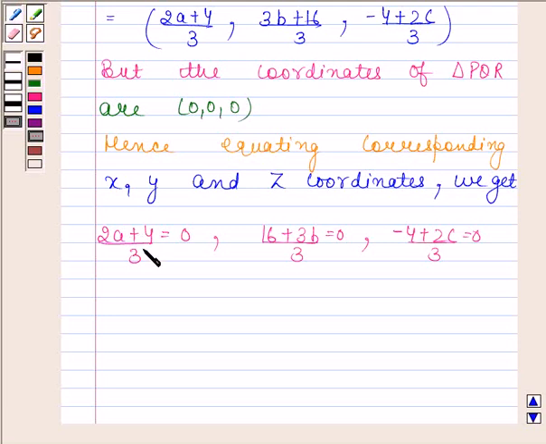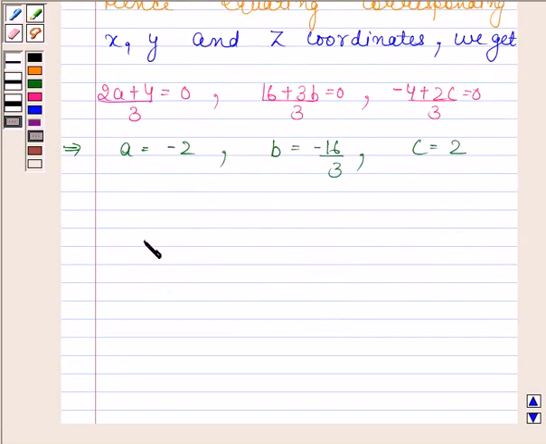Now 2a plus 4 by 3 equals 0 implies a is equal to minus 2. 16 plus 3b by 3 equals 0 implies b is equal to minus 16 by 3. Minus 4 plus 2c by 3 equals 0 implies c is equal to 2. Hence the required value of a is minus 2, value of b is minus 16 by 3, and value of c is 2. This is our required answer. So this completes the session. Bye and take care.